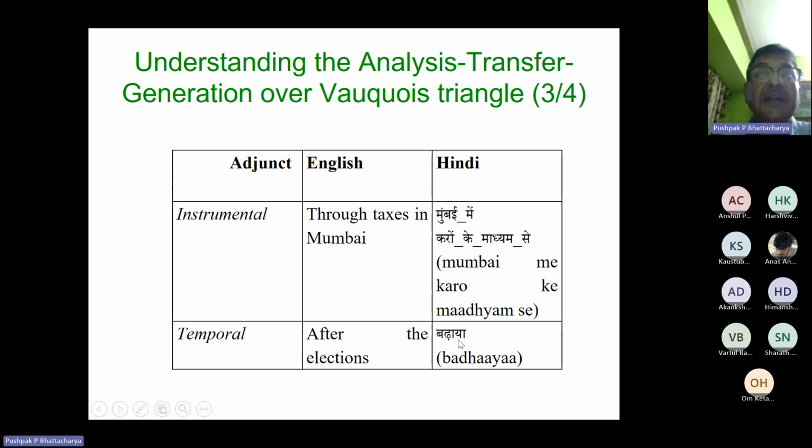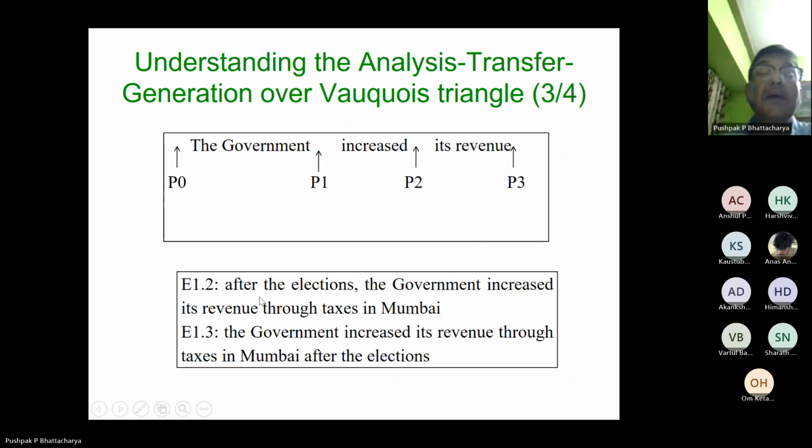So these are called adjuncts, additional information, instrumental and temporal. So we'll first take the core sentence from the source, the government. Before this, we have the P0 position. Then the government increase, between them we have the position P1. Increase its revenue, we have P2, and at the end of the sentence, we have P3. So the point is that the additional information, the instrumental group of words and the temporal group of words will occupy positions at these places.